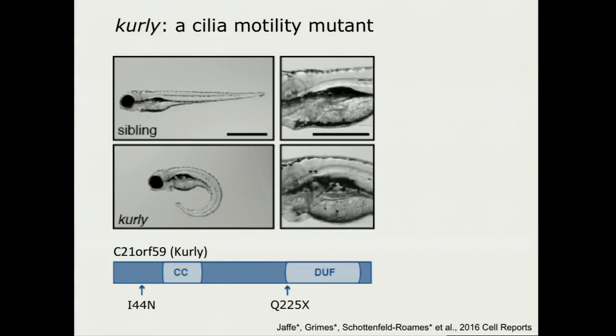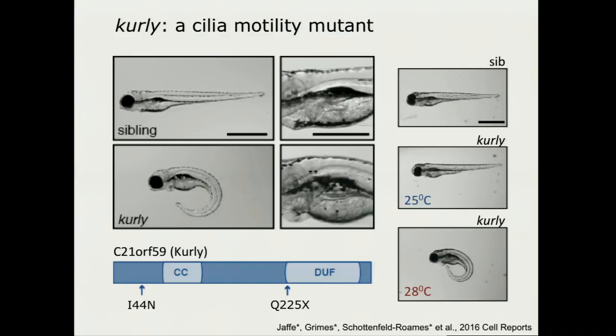We did genetic mapping and found that the mutation affected a gene called C21orf59. This is a protein previously implicated in cilia biology by Ian Drummond and also other people working with chlamydomonas. But we were particularly interested by one of our mutations, I44N, because it turned out to be temperature sensitive. So you can see in the middle panel at 25 degrees C, a lower permissive temperature, we didn't see defects. We saw normal cilia beating and no embryonic defects. But at 28 degrees C in the bottom panel, the cilia stopped beating, and you see the profound curved tail.